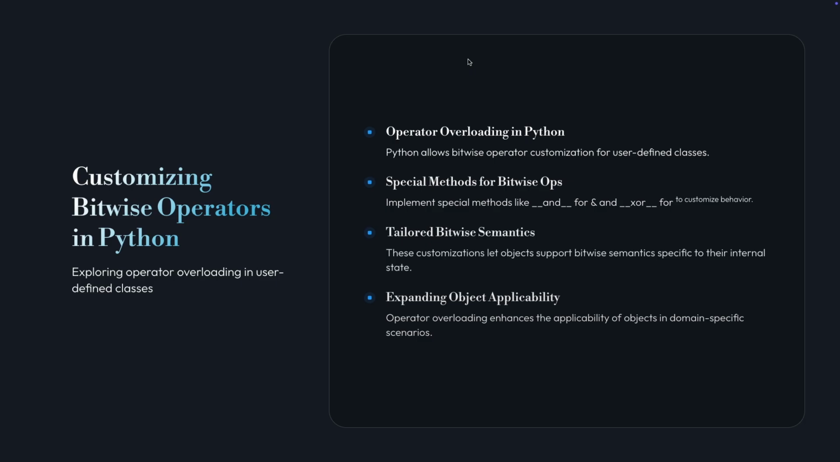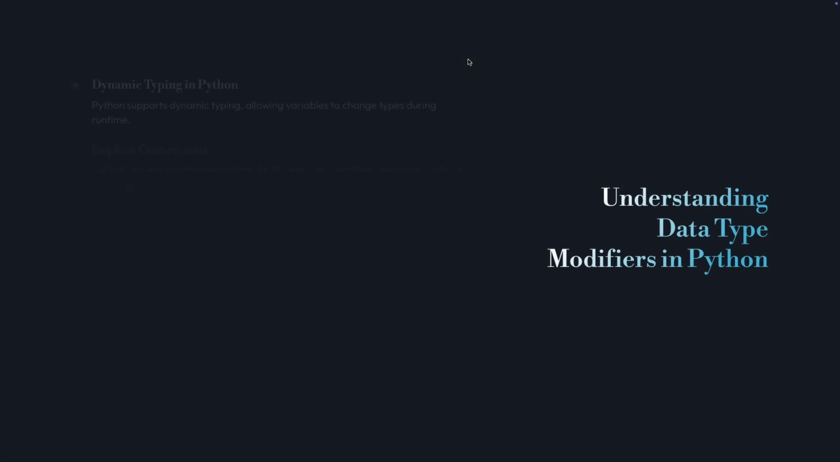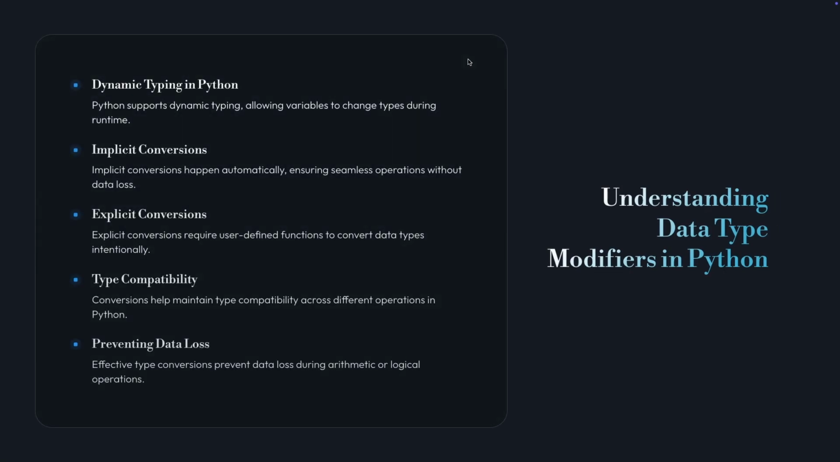So, shifting gears now. Let's delve into data type modifiers in Python. Right. A fundamental aspect of Python here is its dynamic typing, meaning the data type associated with a variable isn't fixed when you first define it. It can actually change as your program runs. You can assign an integer to x and later assign a string to x. This flexibility often leads to what the source calls implicit conversions.